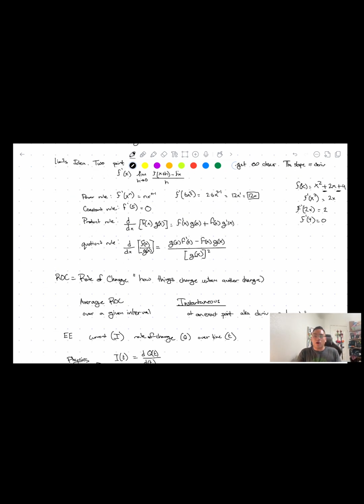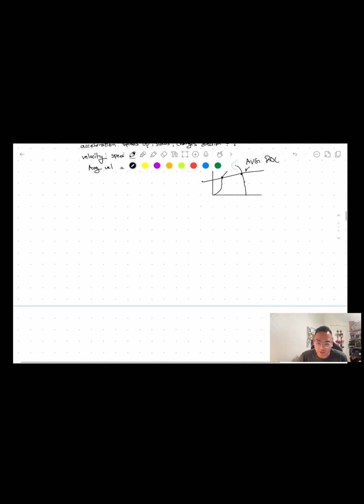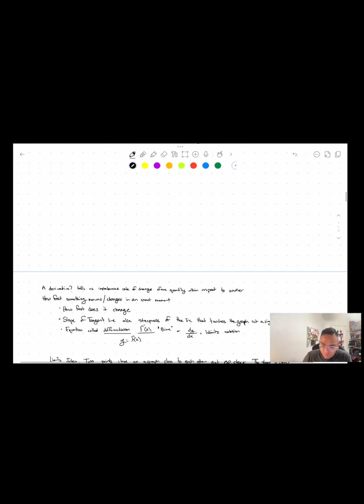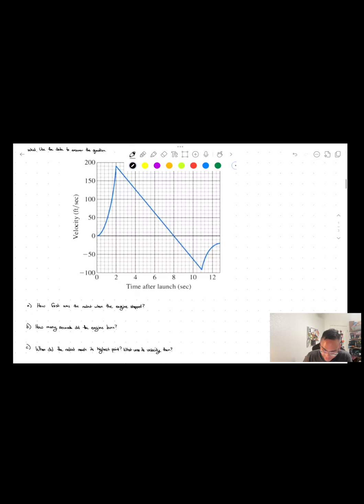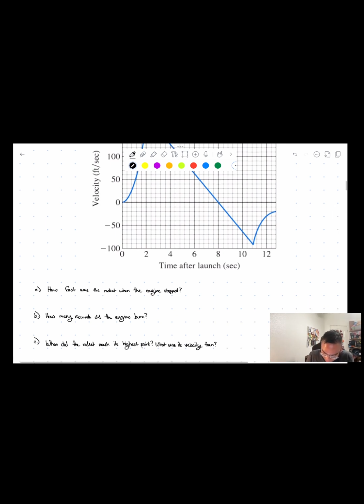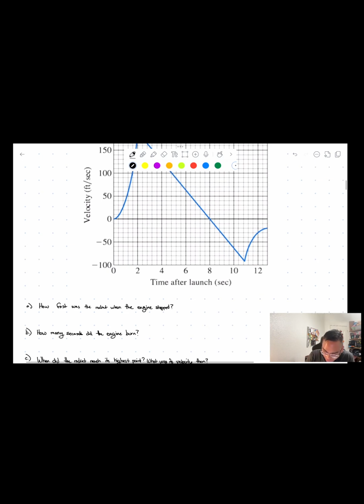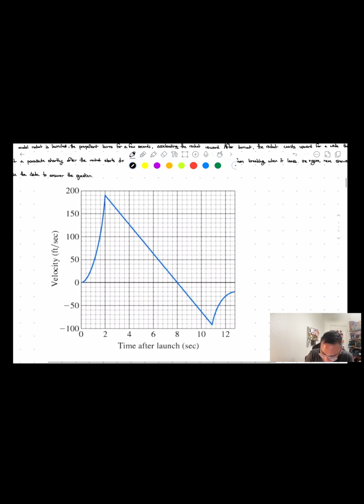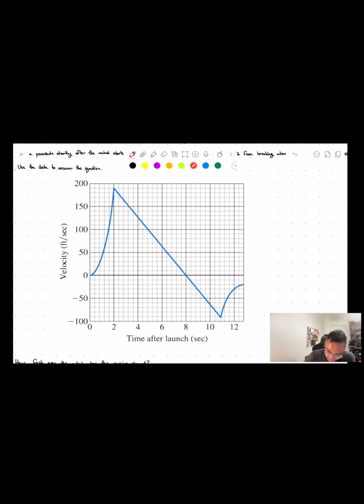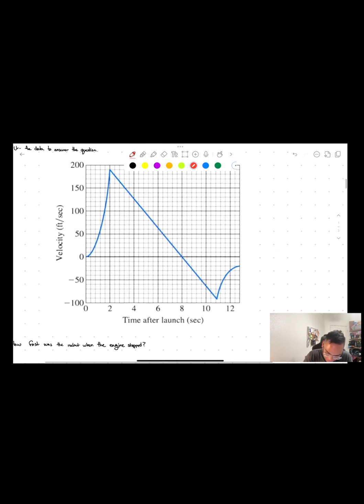So now that we learned all of these, we can go back to our very first problem. We're looking at this graphically. The first question asks, how fast was a rocket when the engine stopped? If you use a red marker, we can see that this axis on this side is going to show the velocity. The velocity is going to increase, right? And on the bottom, it's going to show time in seconds, right?